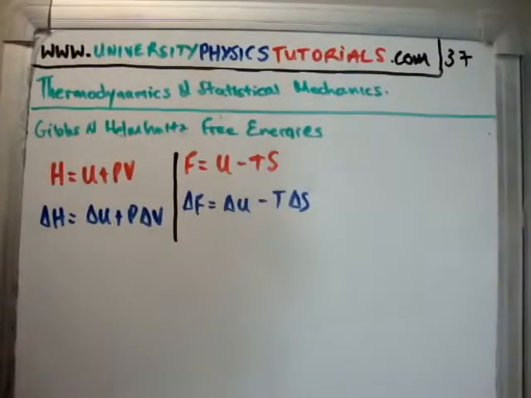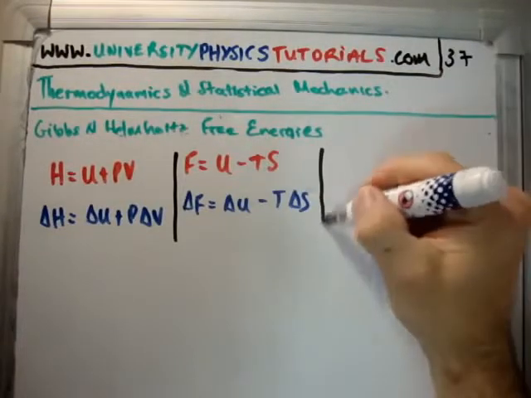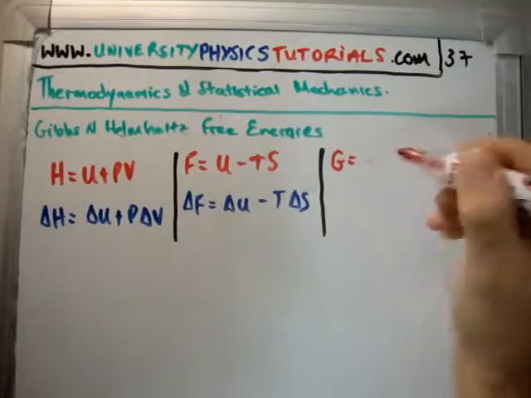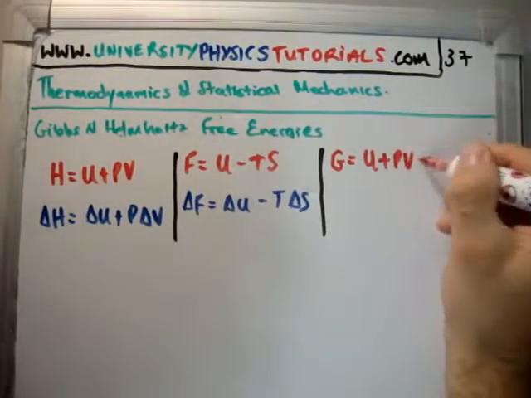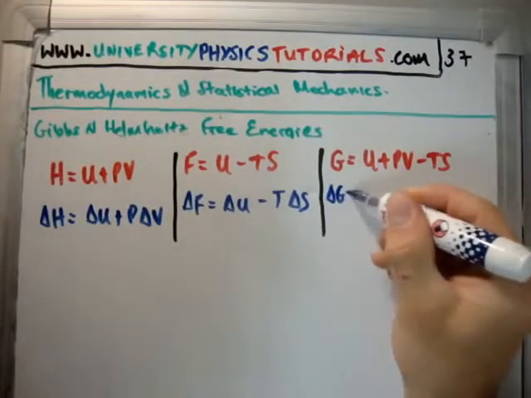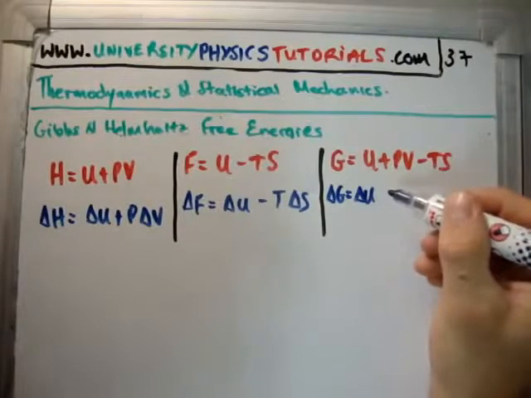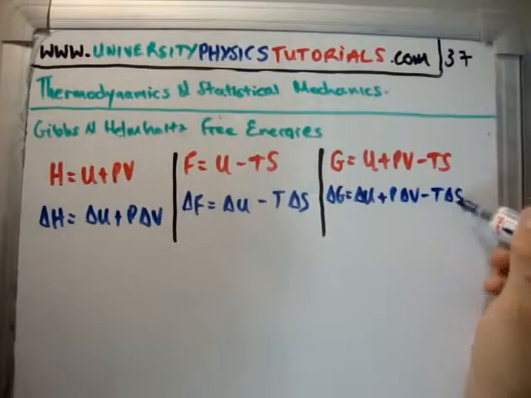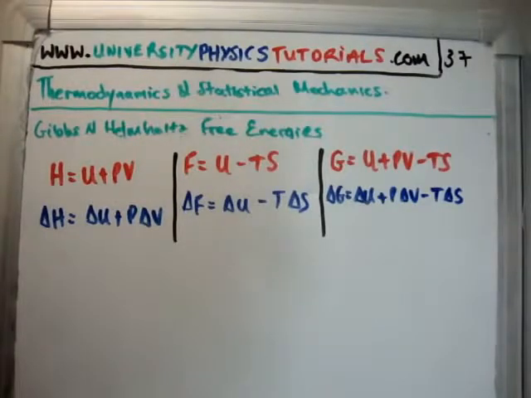And finally, let's look at our Gibbs free energy, or our change in the Gibbs free energy. So we know that G is equal to U plus PV minus TS. Okay? So if we look at the change of this, we're talking about constant pressure and constant temperature. So we're going to get delta G is equal to delta U plus P delta V minus T delta S. That is our change in our Gibbs free energy.